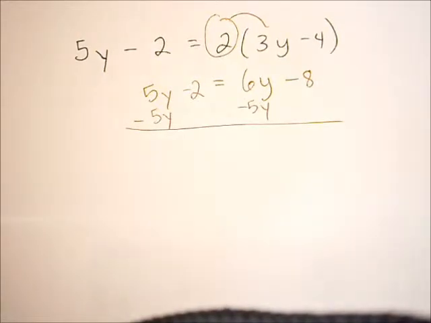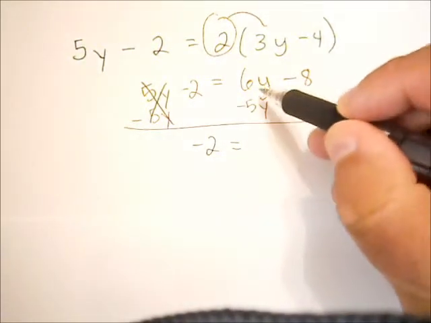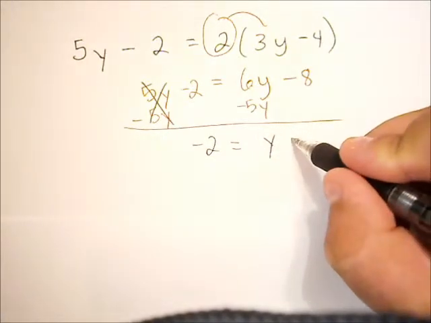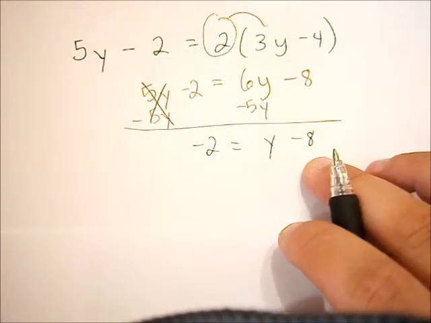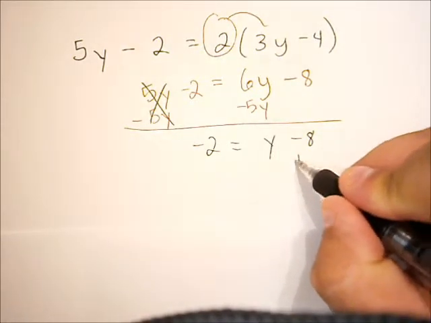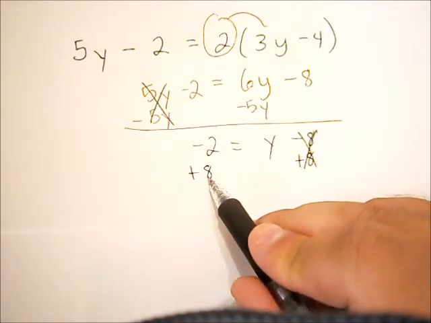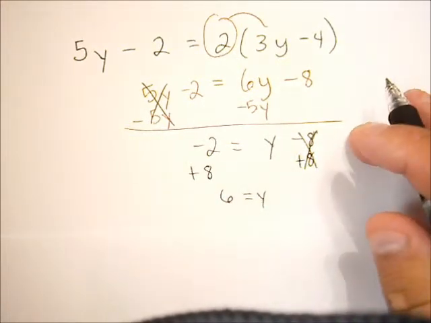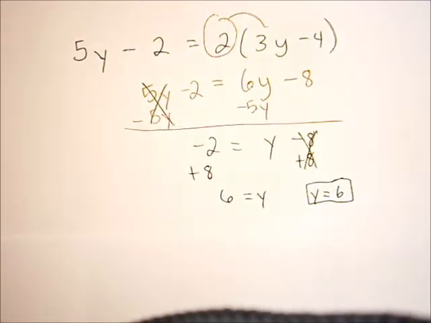What that does, it gets rid of the y on the left side, leaving us with negative 2 equals 6 minus 5 is 1y. And you can write a 1 if you want, but you don't need to. And this negative 8 is still there. Next, I need to get rid of this minus 8. So to do that, I'm going to do the inverse, which is add 8 to both sides. And negative 2 plus 8, since 8 is bigger, comes out to positive 6. And again, I can go ahead and rewrite that so that I got my variable first, y equals 6.